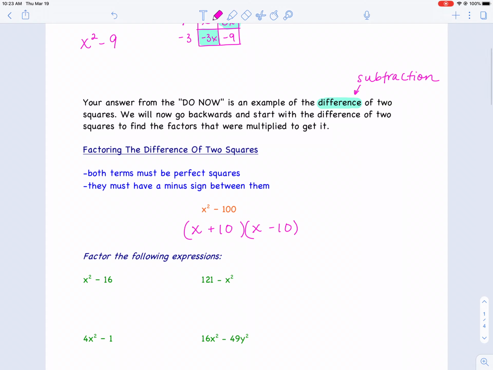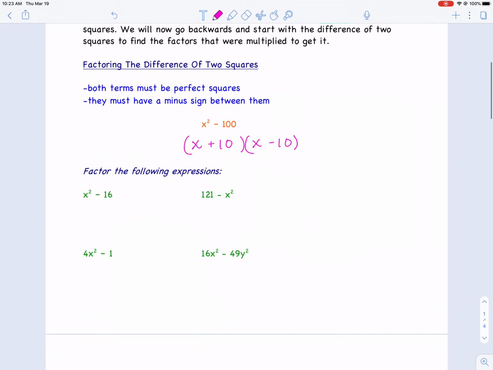So the nice thing about factoring is that you could always multiply in order to check yourself to make sure that when you multiply your two factors, they multiply back to what you started with. So I'm going to do a couple of examples with you. X squared minus 16. This would be x plus 4, x minus 4. And the order of the subtraction and the positive sign in the middle doesn't matter.